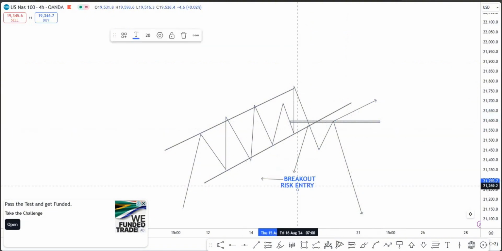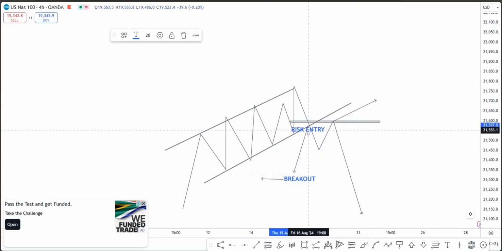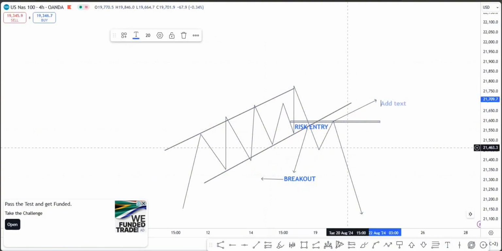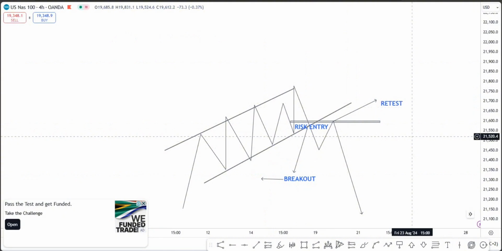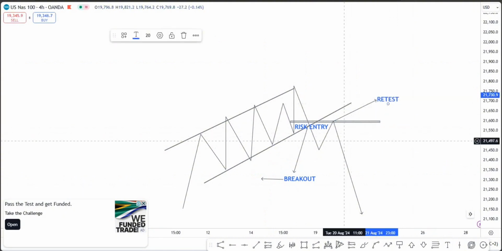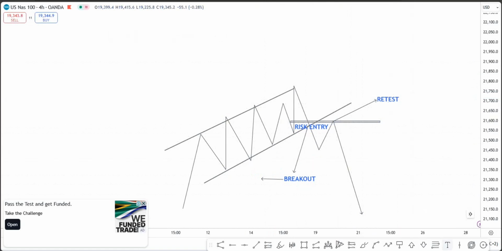Okay, let me just put it here. But I guess you guys do understand. So here, remember, there's a retest. As there's a retest here, you taking sells on the retest at a certain point, that one we call a what? A reduced risk entry.